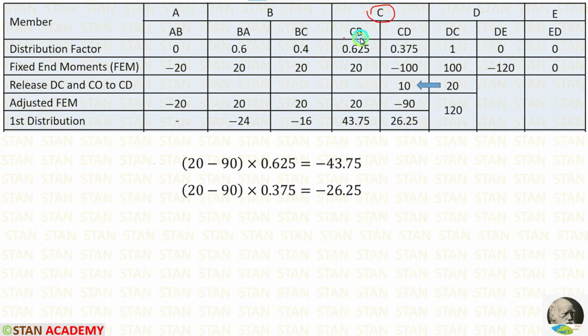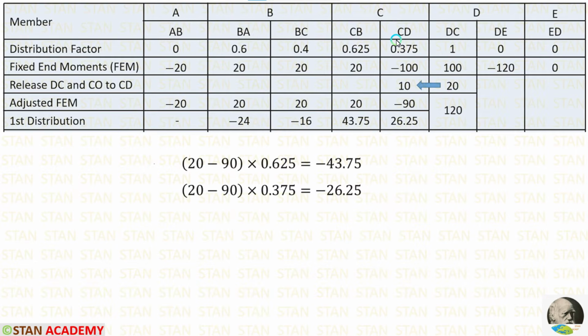First, let us do for CB. For that, we have to add these two fixed end moments, then multiply with the distribution factor at CB. When we do that, we are getting a negative value. So we are entering inside the table as positive.